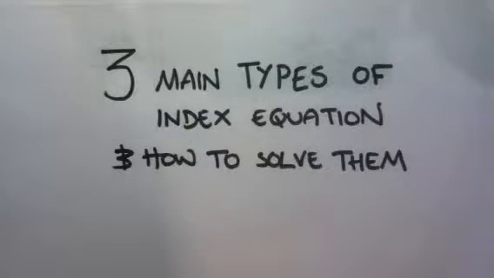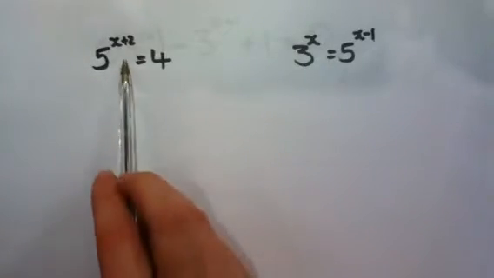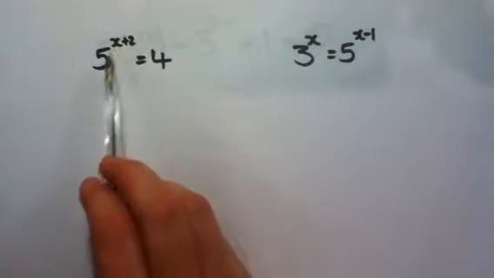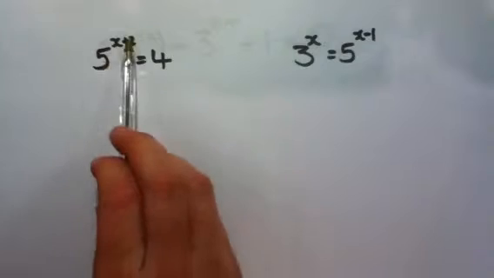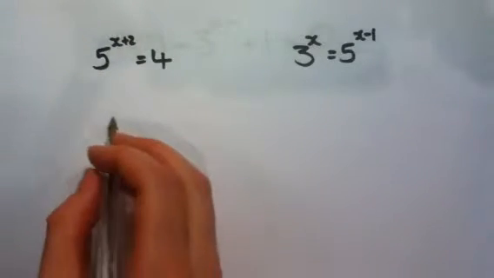As promised, examples of the three main types of index equation and how you solve them. So first of all, nice easy one here. The index is an index equation because the x is up here. It's not x to the power of 5, it's 5 to the power of x plus 2. So we need to release this x plus 2 from this equation.